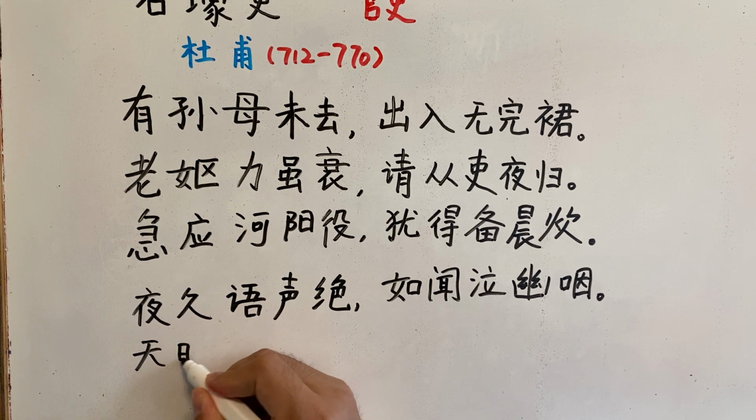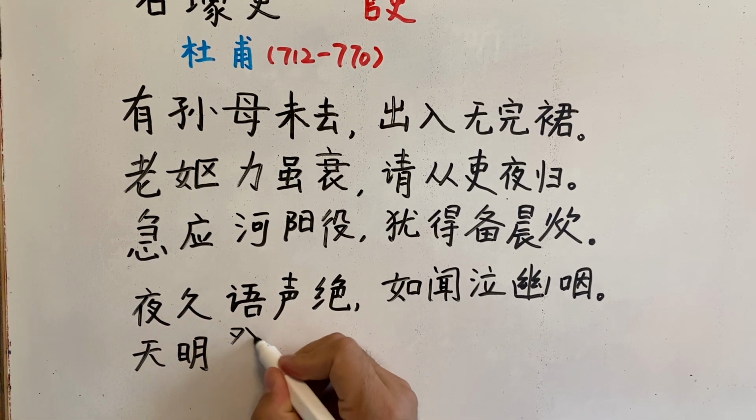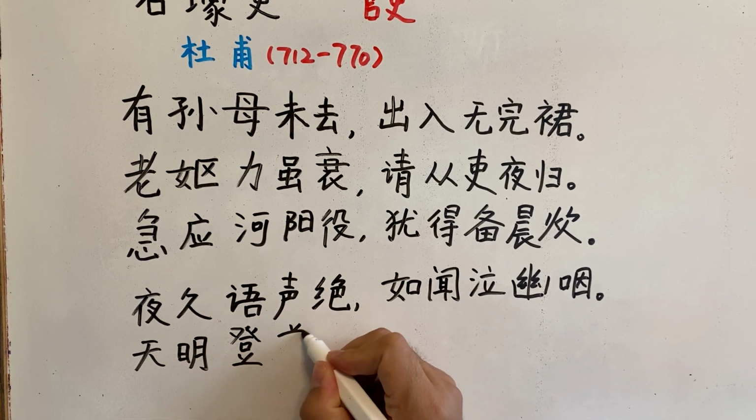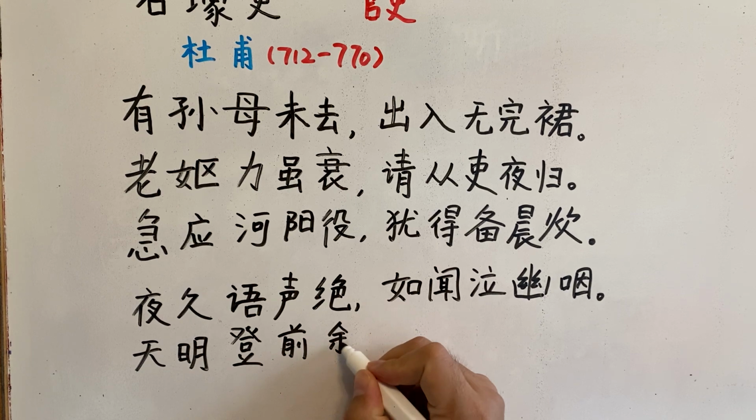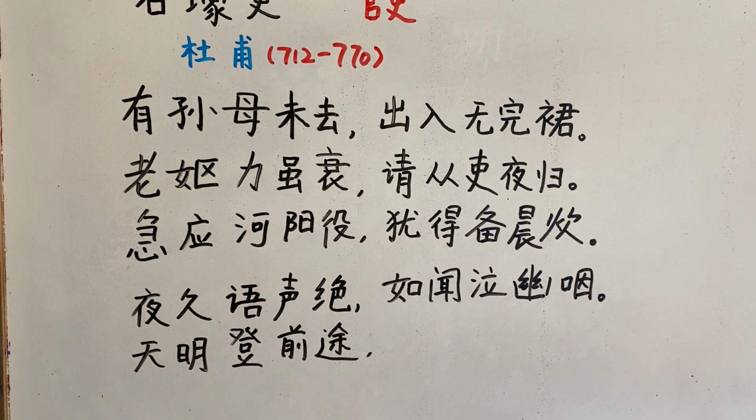So here's the last line. 天明登前途. 天明 means the sun rises. There's daylight. 天明 means 天亮, the daylight, or the next morning. So the point is jumping from crying and sobbing, then suddenly the sun rises. So there's a huge space for you to imagine what happened in between.